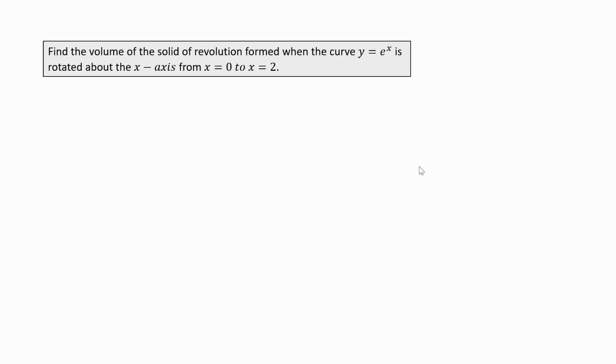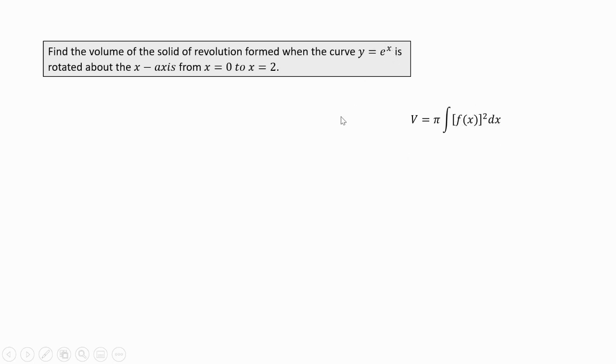Okay. Find the volume of the solid of revolution formed when the curve y equals e to the x is rotated about the x-axis from x equals 0 to x equals 2. Okay, so e to the x again. This can be any shape. Remember, volume of revolution around the x-axis is simply the formula volume is pi r squared times by height. So pi times your y squared dx.